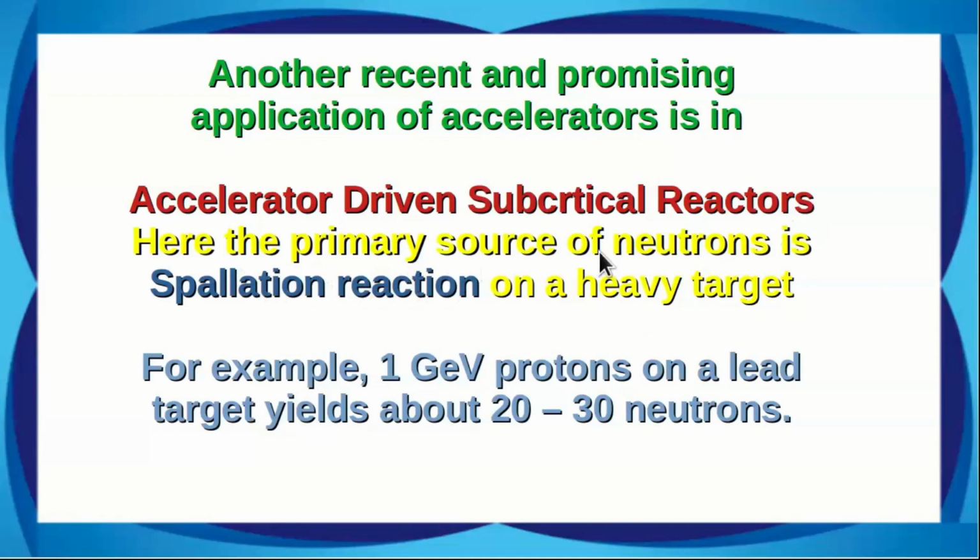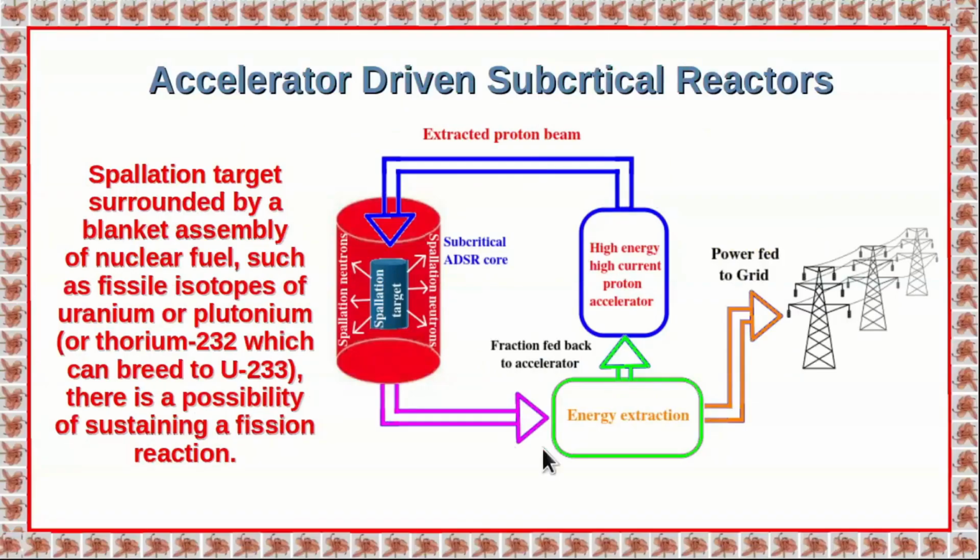Yet another recent and promising application of accelerators is in the accelerator-driven subcritical reactors for power generation. Here the primary source of neutrons is the spallation reaction on a heavy target. For example, 1 GeV protons on a lead target yields about 20 to 30 neutrons. So this is a schematic of the typical accelerator-driven subcritical reactor. We have a spallation target such as lead or some heavy target.